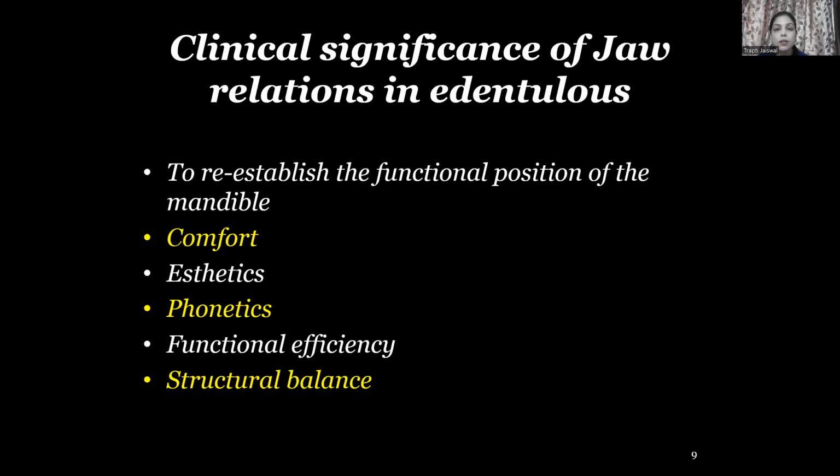structural balance. So all the factors which are important, when the jaw relation is properly recorded, it will produce a proper neuromuscular harmony and balance in the oral musculature, and it will directly affect the aesthetics and phonetics of the patient's mouth.